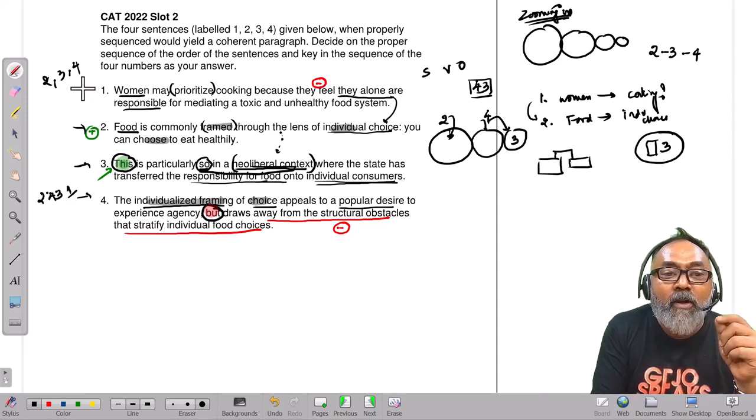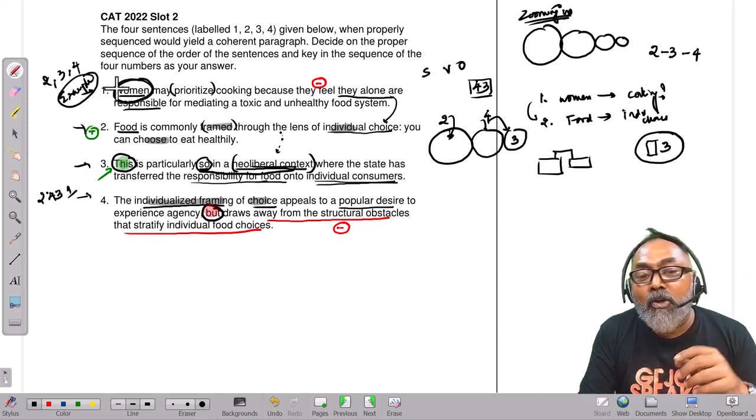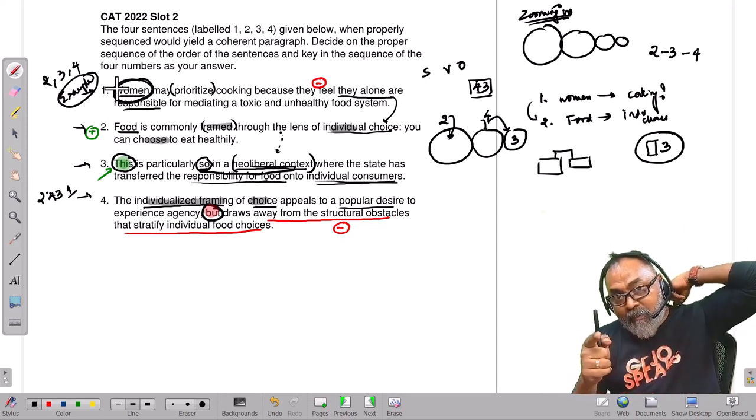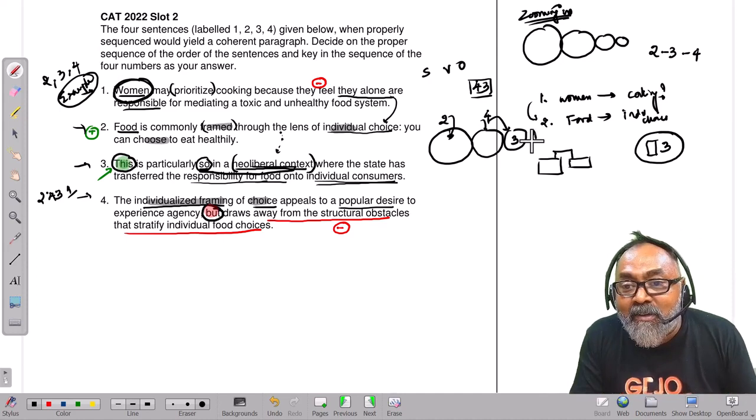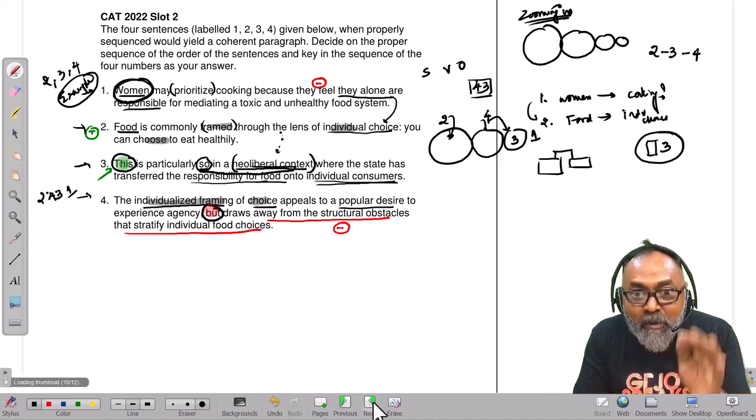And what is the role of 1? 1 is even narrower, giving a specific example of what is happening to women. This is difficult to get, but if you keep things simple and do the zooming in, you should be able to understand. So let me explain this once again.